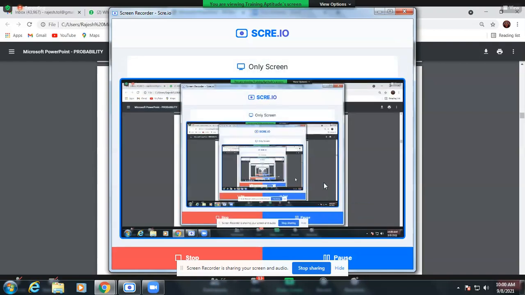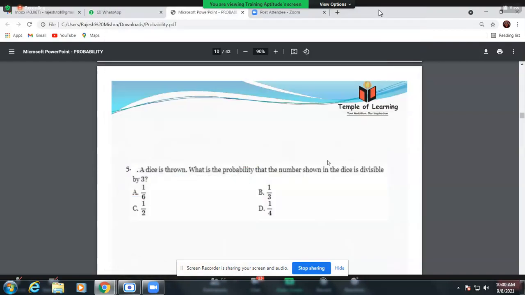A dice is thrown. What is the probability that the number shown on the dice is divisible by 3?